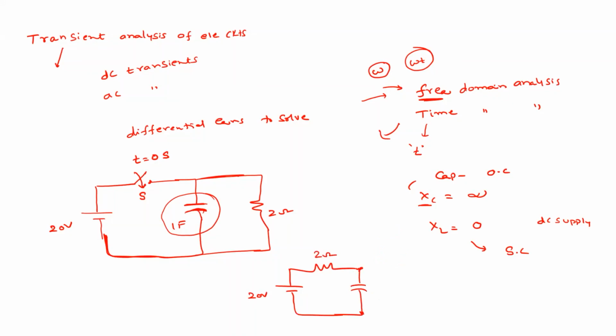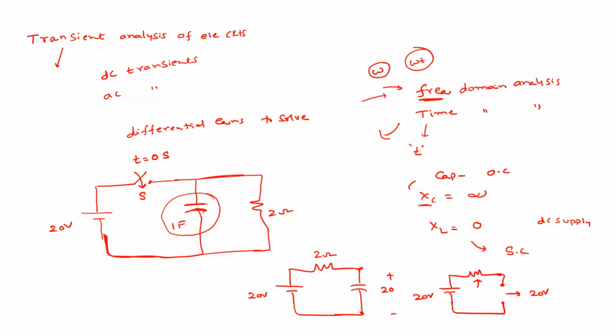What is the voltage across this capacitor? It is 20 volts, right? In steady state, why? Because the capacitor acts as an open circuit. So what is the equivalent circuit of this one? This capacitor is open circuited here. What is the voltage here? 20 volts, the open circuit voltage. There is no current flowing, so there is no voltage drop across the resistor. Whatever the source voltage is, that same voltage is here.